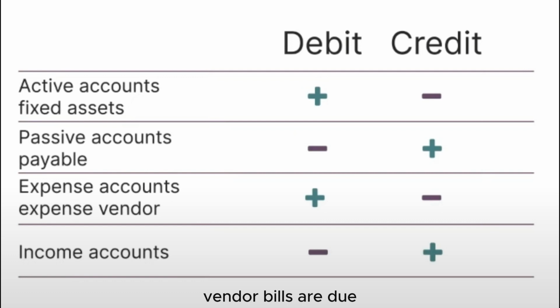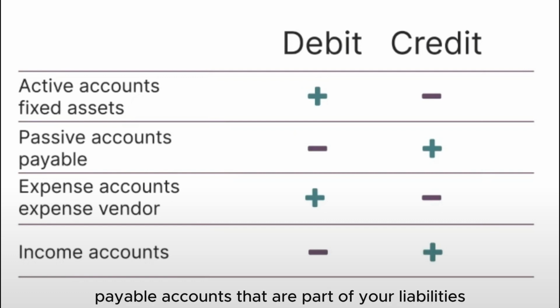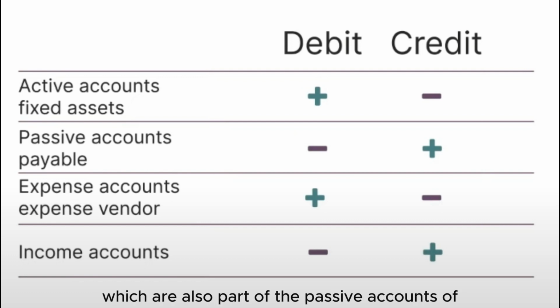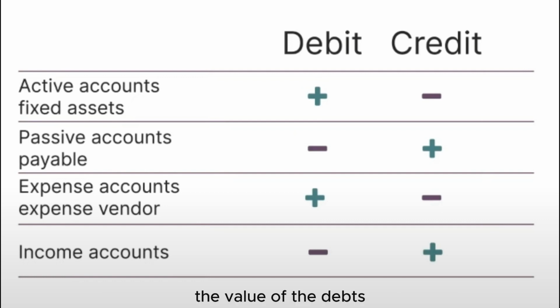Vendor bills are due payable accounts that are part of your liabilities, which are also part of the passive accounts of the balance sheet. If you need to increase the amount of liability, the value of the debts needs to be represented on the credit side of the payable account.